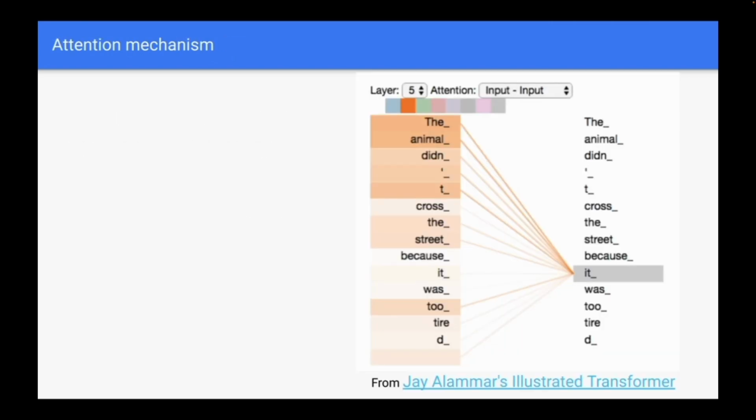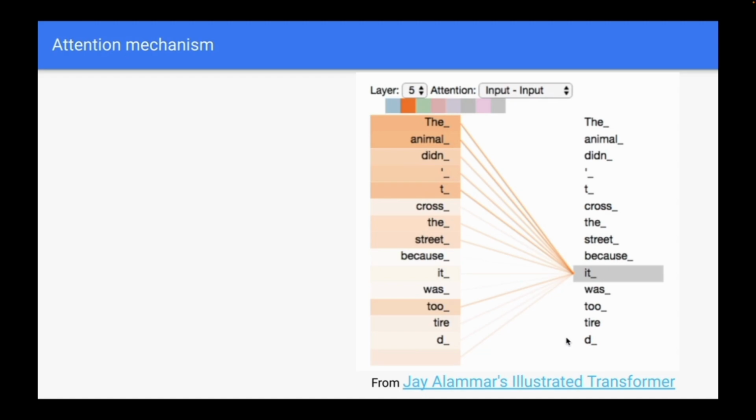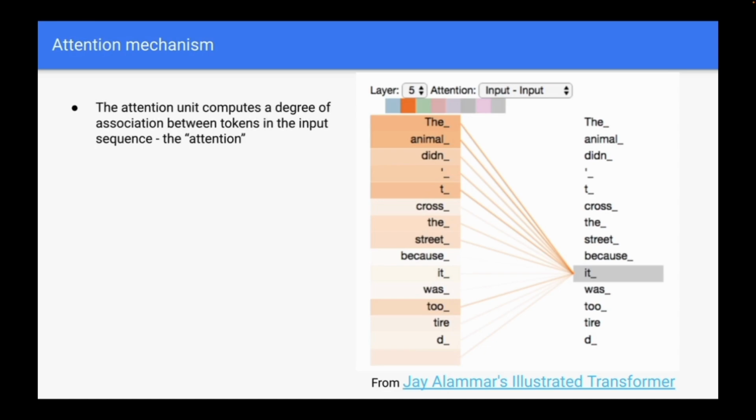Okay, now let's talk about the attention mechanism. Particularly, we're going to talk about this yellow thing, this multi-head attention, and what it computes. The most important thing it computes is an array called the attention. I'll talk about this example in a minute. Attention here refers to a degree of association between tokens in the input sequence, or fuzzy tokens, as the case may be. But on the first layer, we are talking about associations between actual tokens. The embedding vectors correspond back with precise tokens.